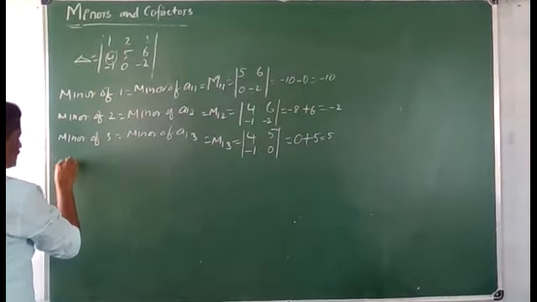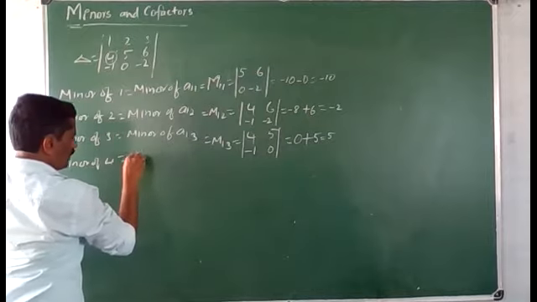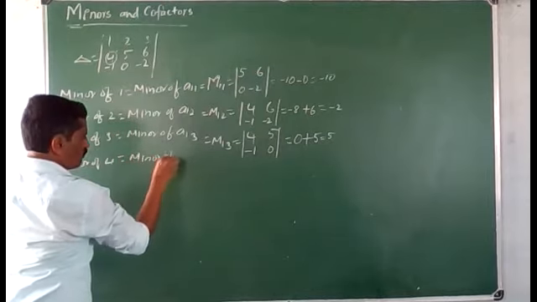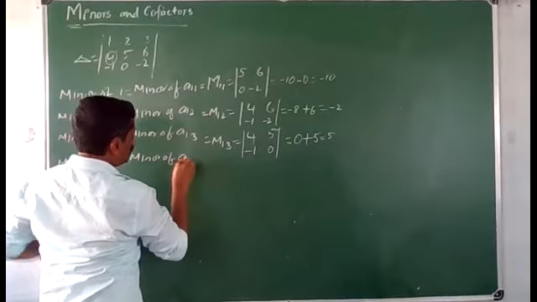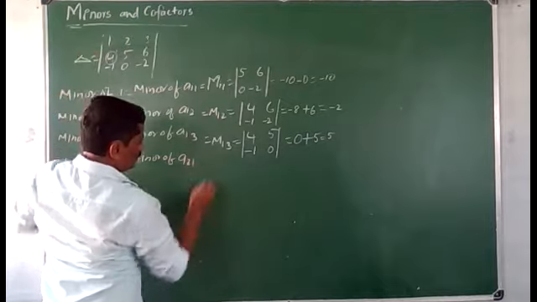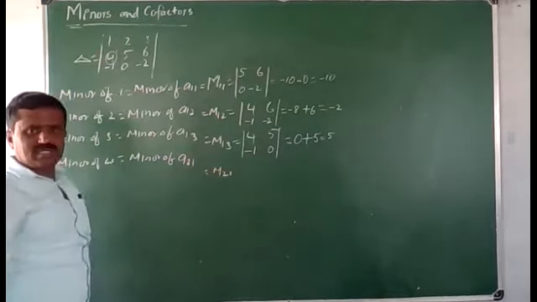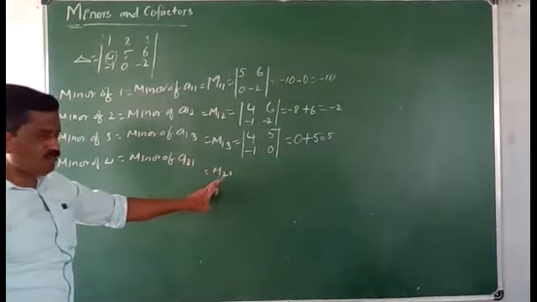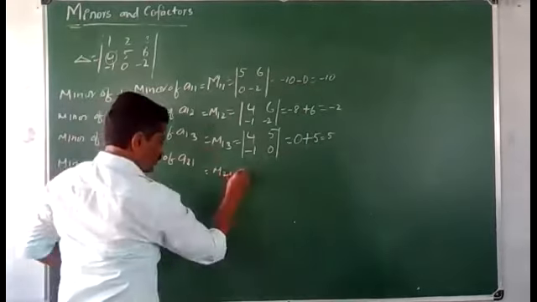The minor of 4 is equal to the minor of A21, that is M21, the minor of the second row, first column element.